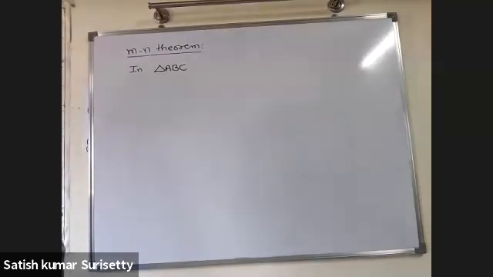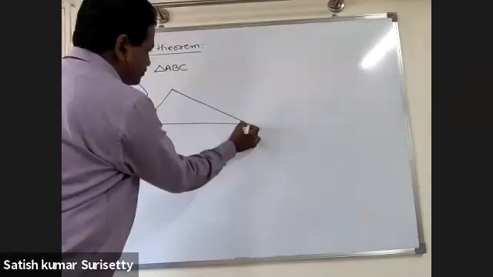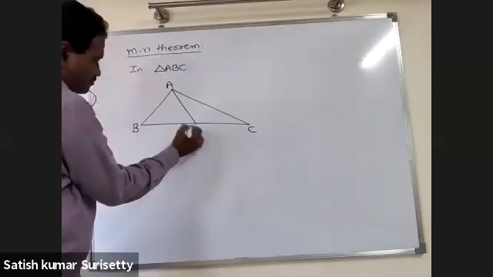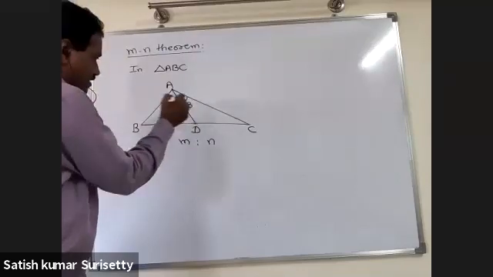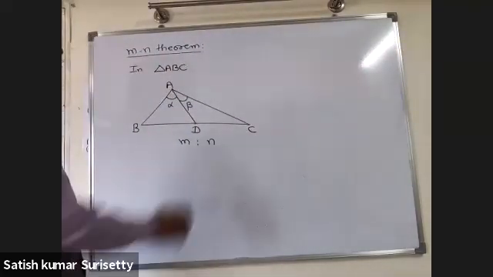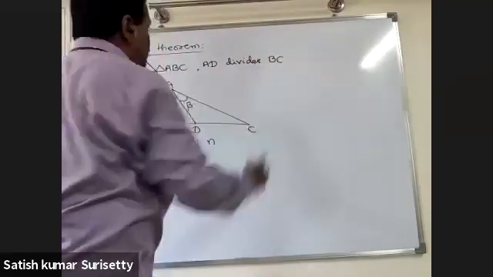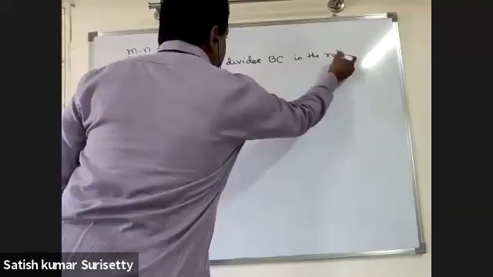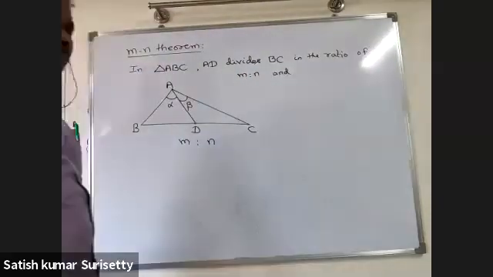In triangle ABC, AD divides BC in the ratio of M is to N.